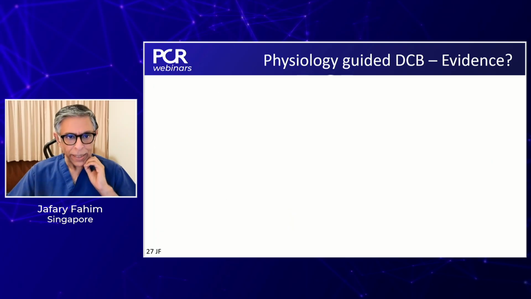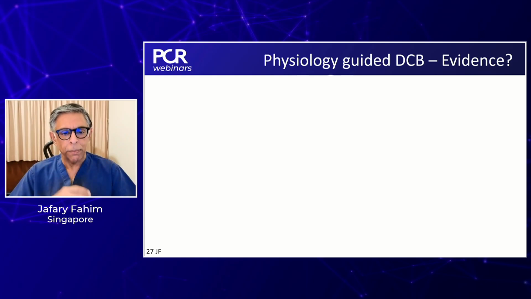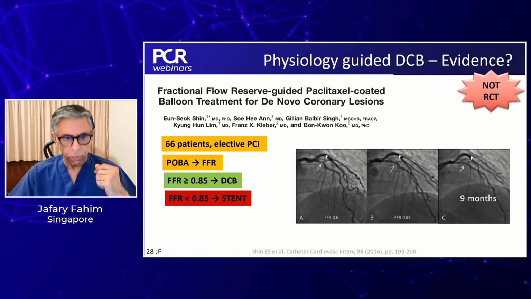Now, the question is, does that apply to DCB or POBA with DCB? And in that sense, the other question is, do you really have to achieve an FFR of 0.9? Can you get away with something that's a bit lower? Because as you heard earlier, when you do DCB, you get positive remodeling and you don't get the restenosis you get with just plain old balloon angioplasty.